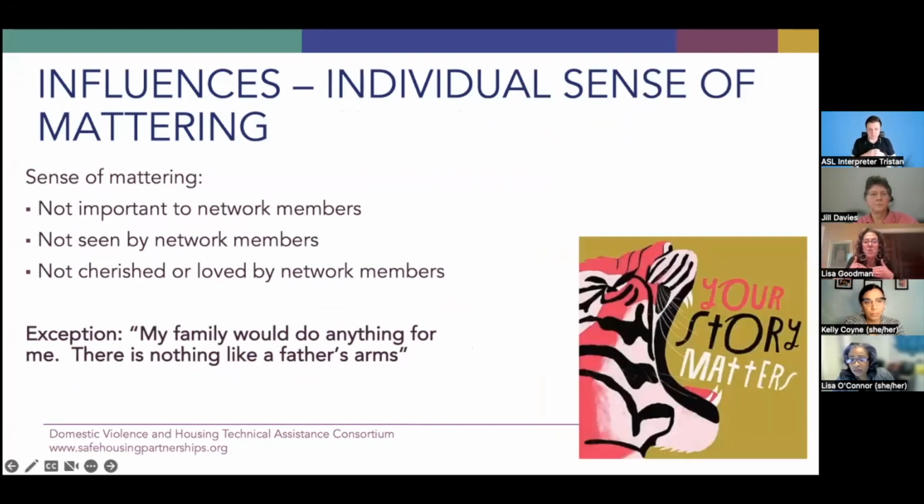And then at the individual level, removed from the relational context, many survivors didn't reach out simply because they didn't think they mattered. Not that they were not important to anyone, including their network members, but that they were not seen by anyone, including their network members, and not cherished, with a few exceptions. Next slide, please.